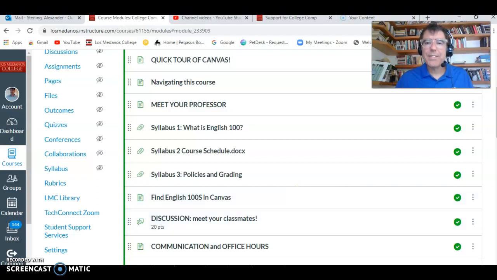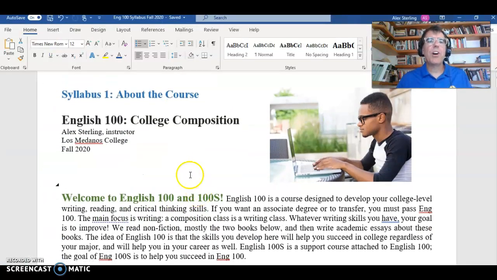point out some highlights. First, college composition is a writing class. Everyone has to pass English 100 in order to get a degree. And college composition, English 100, is designed to help you become a strong college writer.